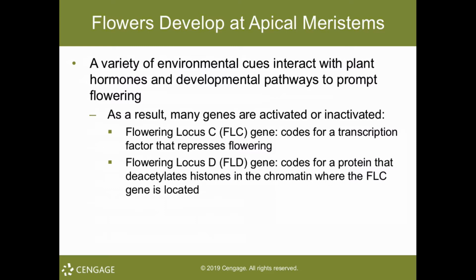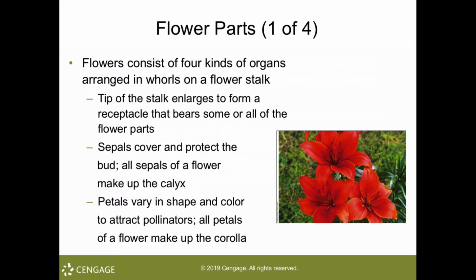The way it happens is via research done with a model called Arabidopsis thaliana. When environmental conditions induce flowering, there are many genes that are activated or inactivated. And I'll leave it at that as far as this lecture is concerned, and now get to each part of the flower and its specific function. This does piggyback off of what we've just done.